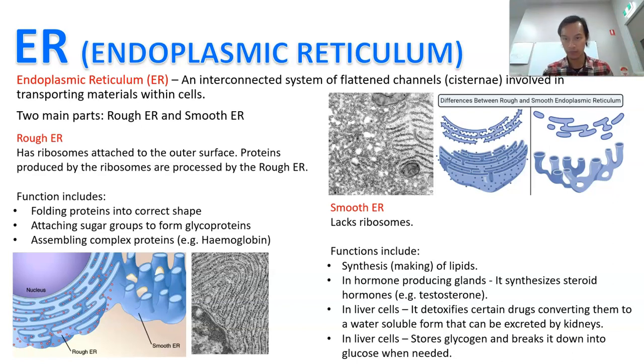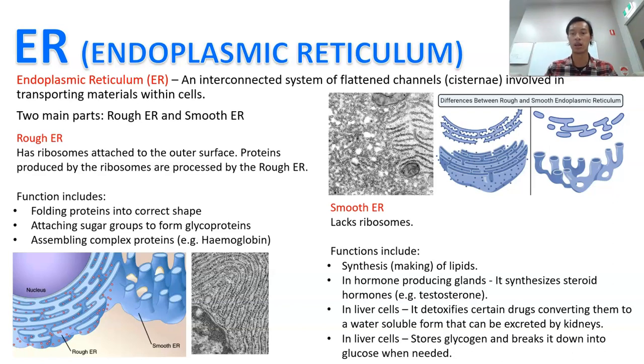If they don't have ribosomes, we call it smooth ER. Smooth ER lacks ribosomes, and because they lack ribosomes, they don't have anything to do with proteins. Instead, they are responsible for the synthesis, or the making, of lipids. Lipids are really important. They're another biological molecule that serves a very important function. In hormone-producing glands, it's going to synthesize steroid hormones like testosterone, which are lipid-soluble. In liver cells, the smooth ER is really important in detoxifying certain drugs, converting them to a water-soluble form.